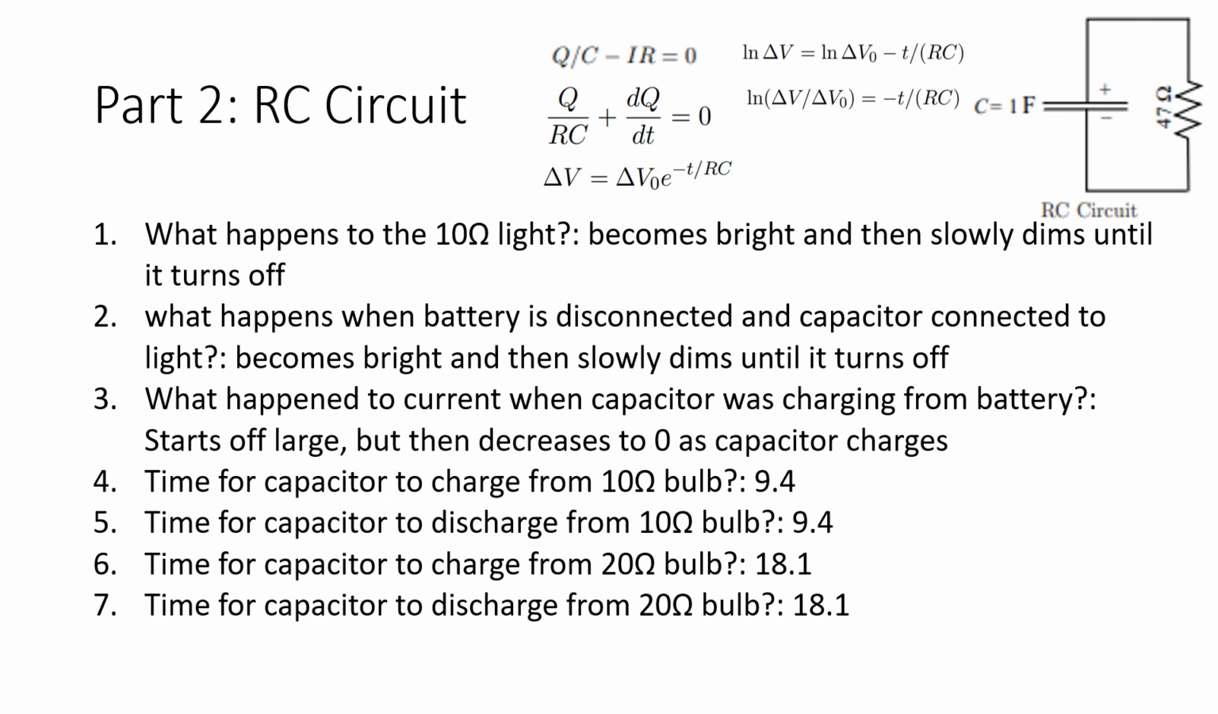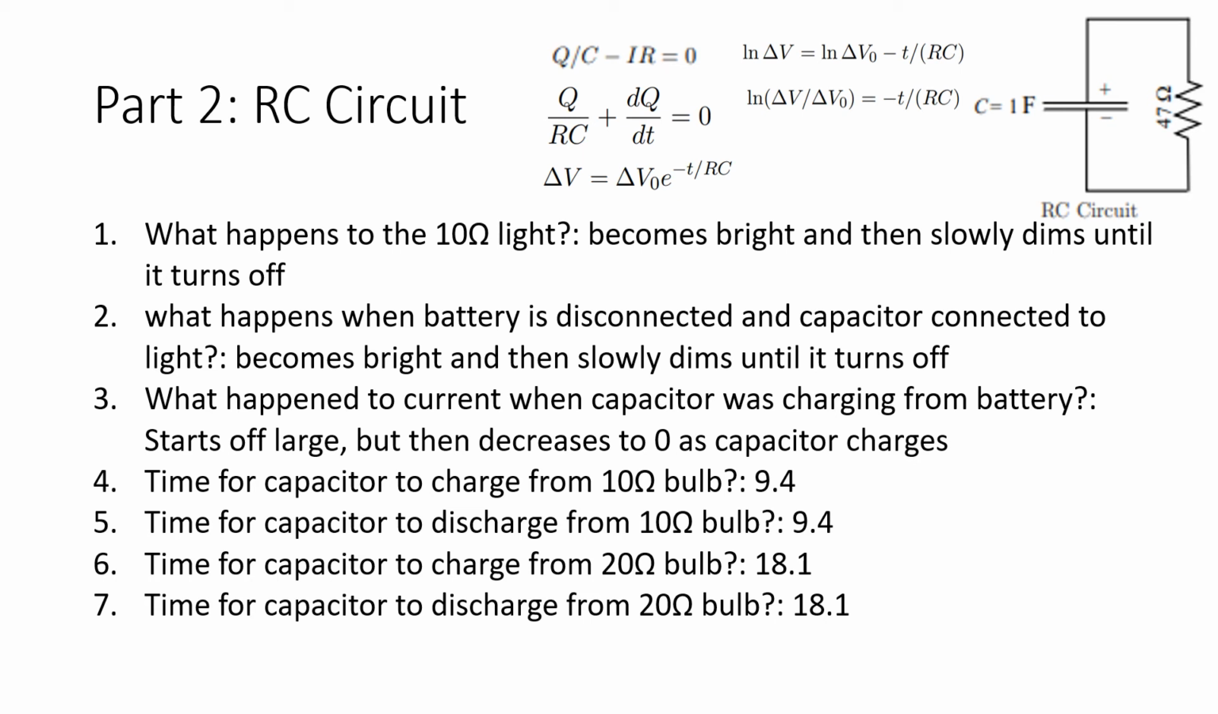And what happens when the battery is disconnected and the capacitor connects to the light? The same thing. As the capacitor charges, it pushes back against the current, slowing it down and eventually becoming nothing, which makes the light become bright and slowly dim until it turns off. Now what happens to the current when the capacitor is charging from the battery? It starts off large and decreases to 0 as the capacitor charges.